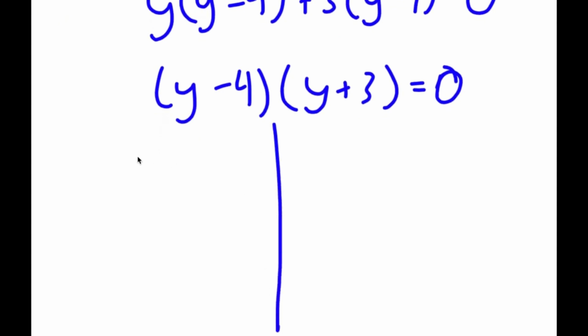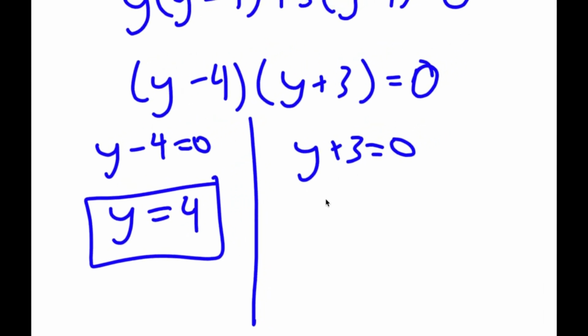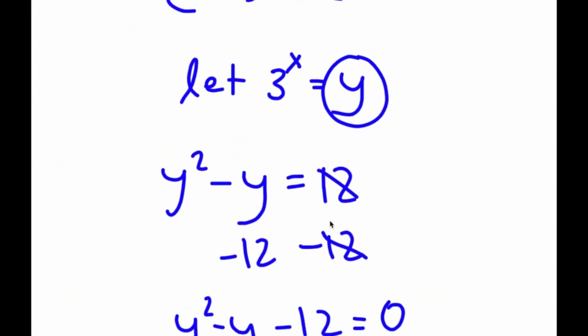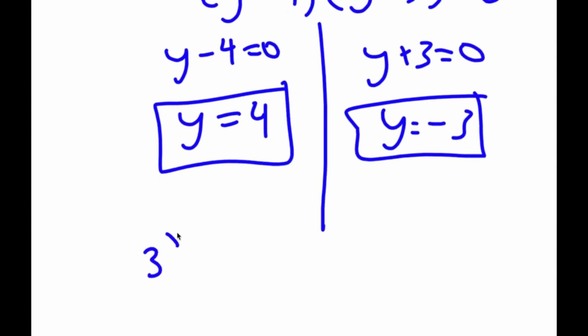So this gives me two equations. I have y minus 4 is equal to 0, and I have y plus 3 is equal to 0. So for y minus 4 equals 0, I get y is equal to 4. And for y plus 3 equals 0, I get y is equal to negative 3. So remember how we let 3 to the power of x equal y. So now I have 3 to the power of x is equal to 4, and 3 to the power of x is equal to negative 3.